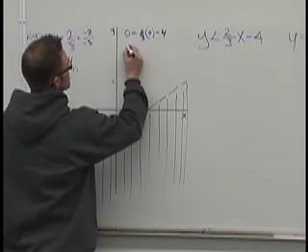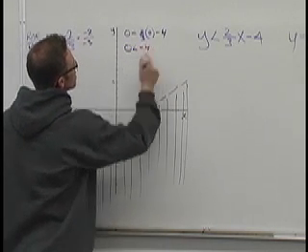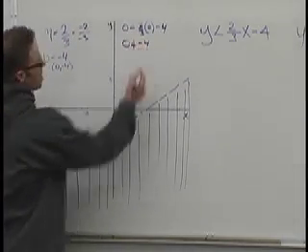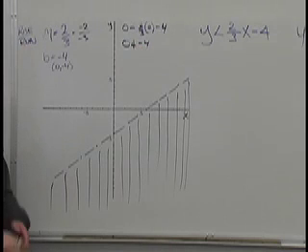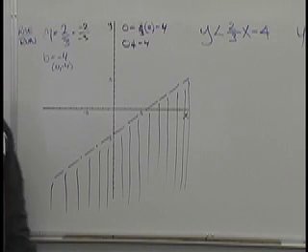2/3 times 0 is 0, so we're going to be left with 0 is less than -4, which is a false statement. So we know that we've shaded the right region. And it's just that simple.